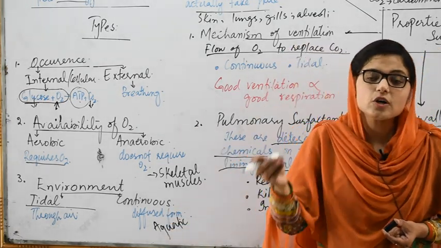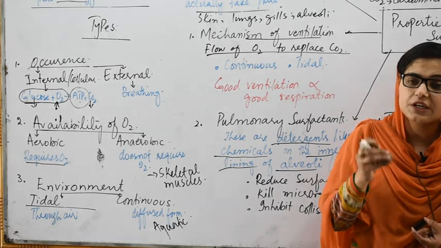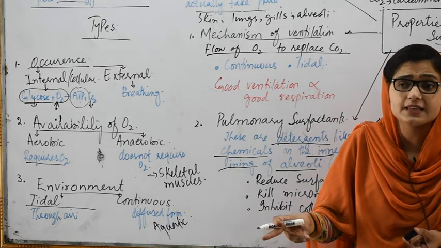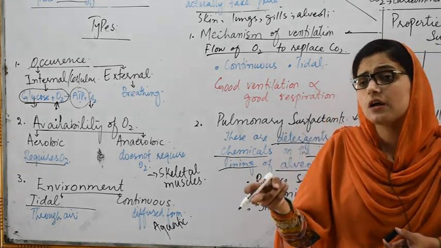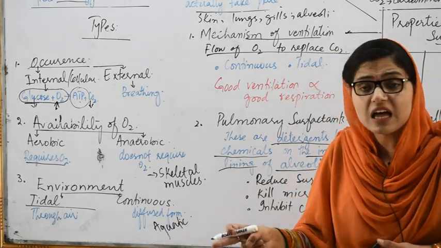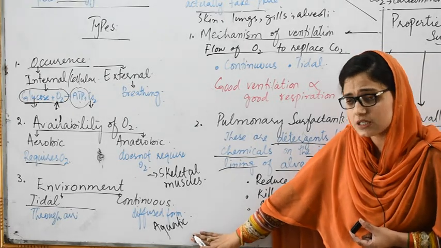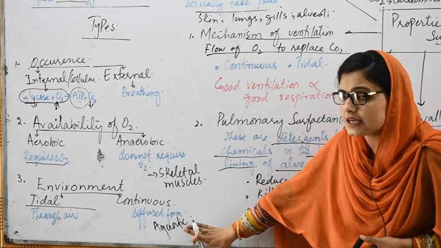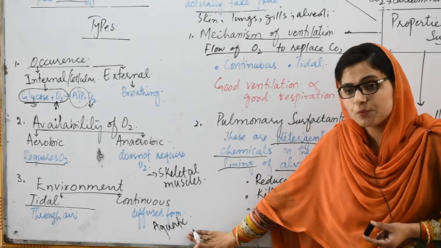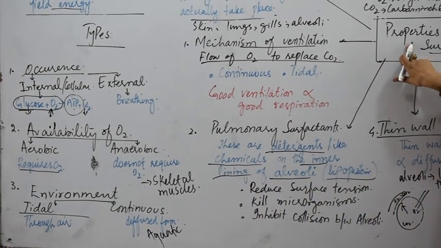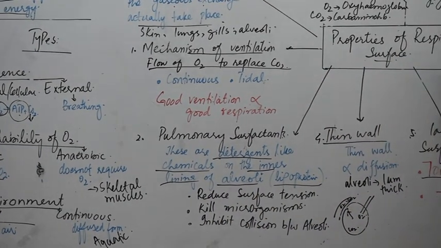So the continuous movement of diffused oxygen into the body by means of skin, and the diffusion of carbon dioxide out of the skin, is called continuous respiration. ठीक है? So this is the introduction given in your book. ठीक है? Then comes the first topic, that is the properties of respiratory surface.